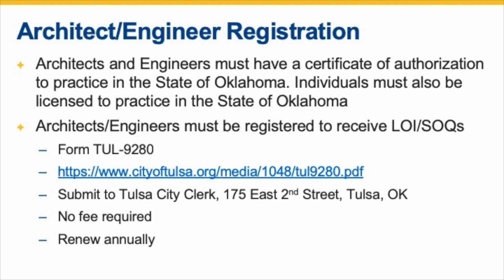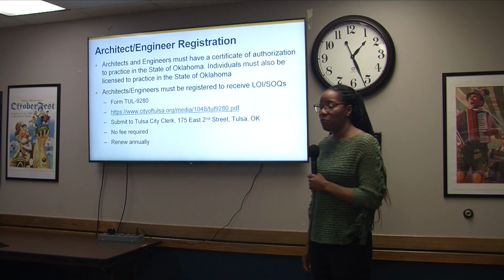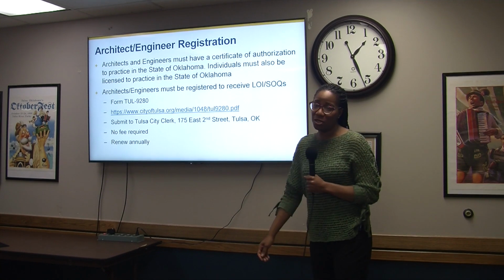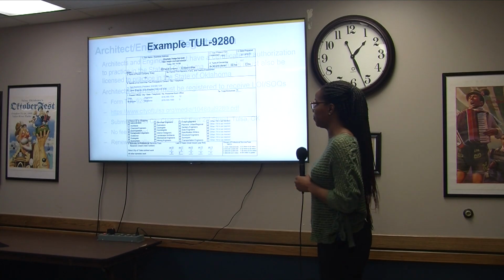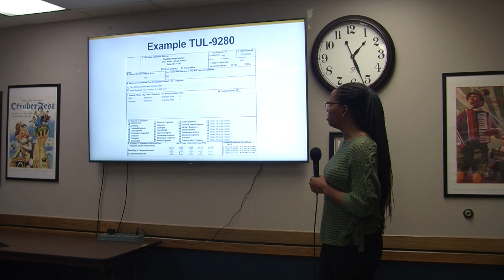LaKendra is going to be passing out some documents that you can read over at your time about the TUL 9280. This gets you registered to be on the list where we solicit out when it's time to go for any projects out there. And the information here is who you submit that TUL 9280 form to. There is no fee required, and this must be renewed annually as it says there. And that's just a picture of it. Like I said, you have the handout. Go to the next one.